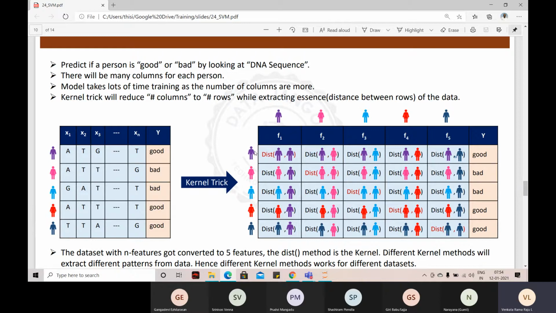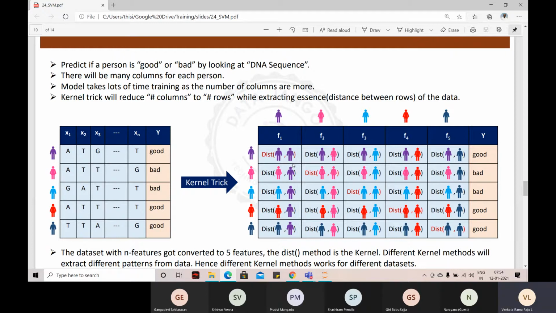So when you take 5 records, the data set becomes 5 by 5. You take 10 records, after applying kernel trick, it becomes 10 by 10. M number of records you take, after applying kernel trick, it becomes M by M matrix. And after applying kernel trick, the data becomes intelligent. It knows the records which are closest and the records which are farthest to the data point.